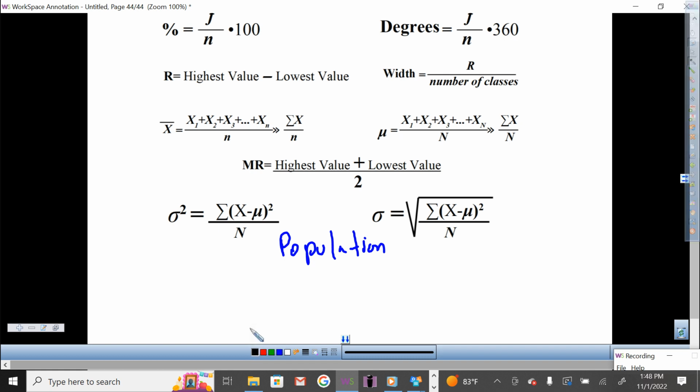So, how does it change for sample? The first thing that's going to change, look up. What do you guys notice, obviously, that changed? The symbol. Instead of the Greek letter sigma, we actually use the letter S for sample. Okay? There's another thing that changes. Tell your neighbor, what would this change to?